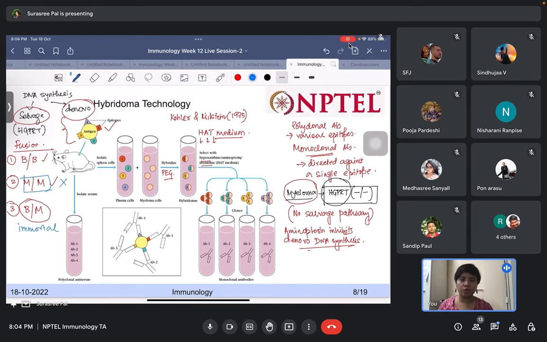So this is the Hybridoma technology that was developed by Kohler and Milstein, and they also received the Nobel Prize in Physiology and Medicine for this development. Okay, any doubt from this?